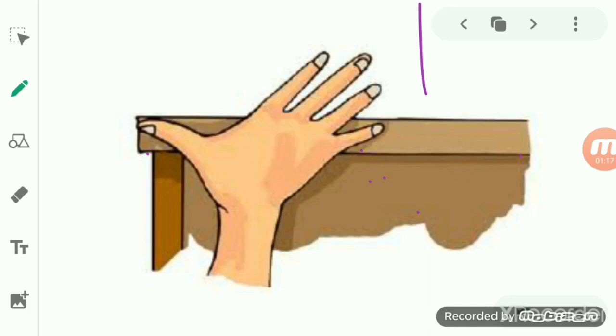Then the observation we get after this activity is that the measurement varies. It means your measurement will differ from your friends'. Whatever measurement you took with your hand span is totally different from the measurement done by your friends. So what does that conclude?